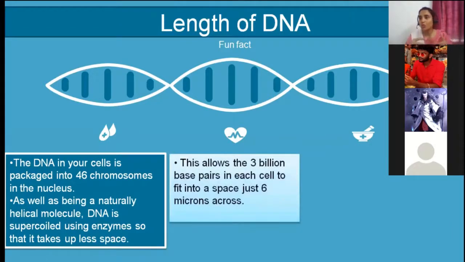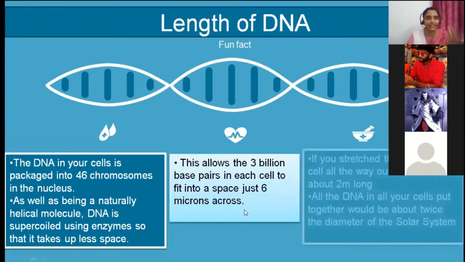So this supercoiling allows these 3 billion base pairs, which we saw, A with T and C with G, and this whole helical structure, to be supercoiled and fit into a small space of 6 microns in each cell, which cannot be seen with our eyes.